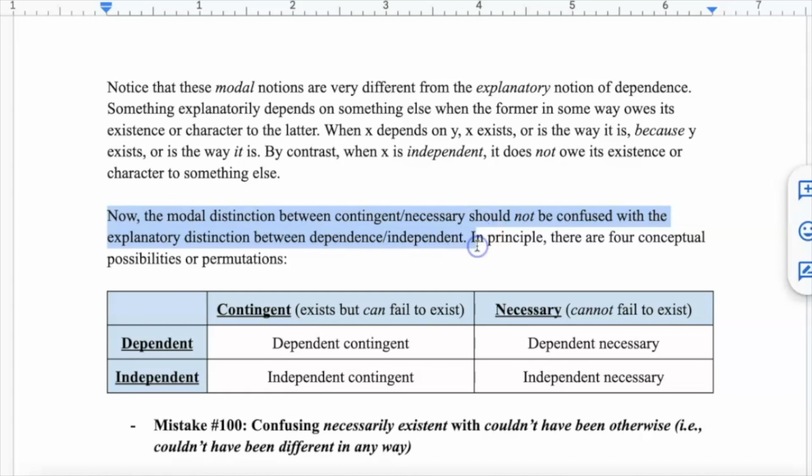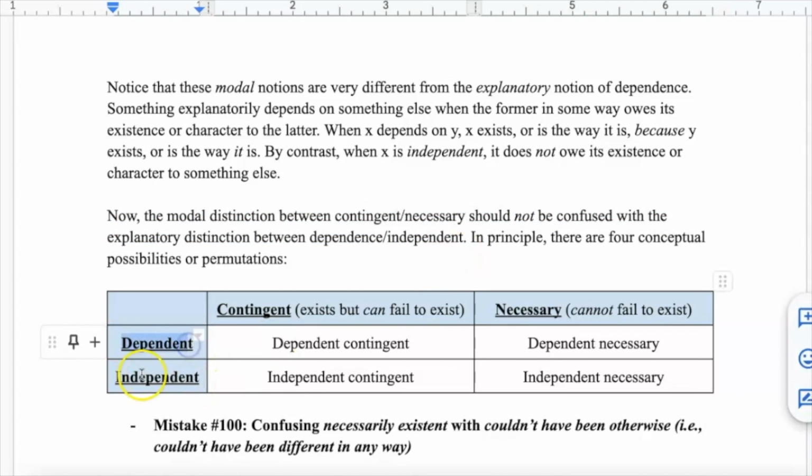In principle, there are 4 conceptual possibilities or permutations here, right? So on the left-hand side, we've got dependent and independent. On the top, we've got contingent, which means exists but can fail to exist. And we've got necessary, which means that it cannot fail to exist. And notice that there are 4 conceptual possibilities here. You could have a dependent contingent thing. Arguably, I'm an example of that, right? I'm contingent. I could have failed to exist. And I'm dependent, right? I owe my existence in part to my parents. So I'm a dependent contingent thing.